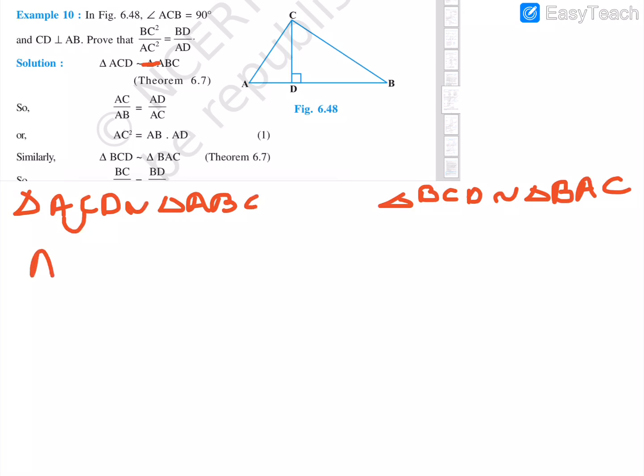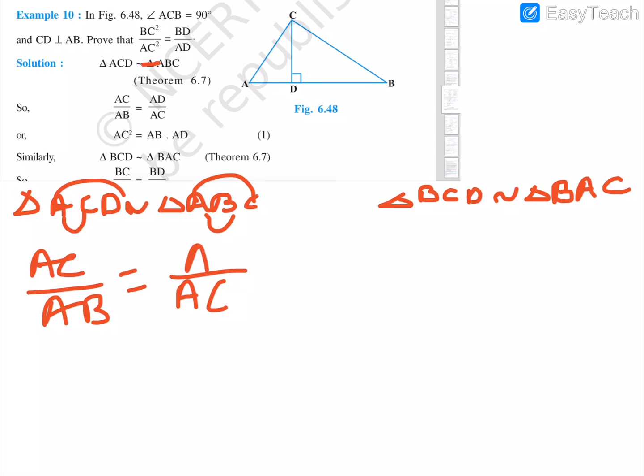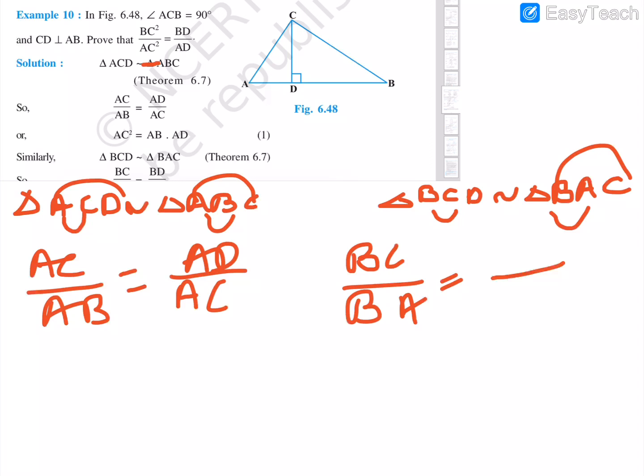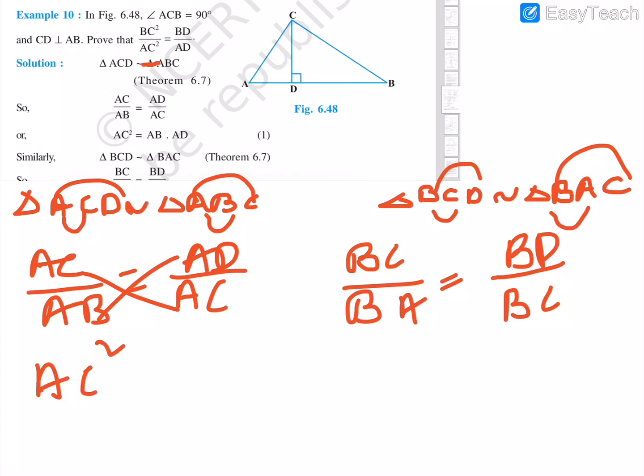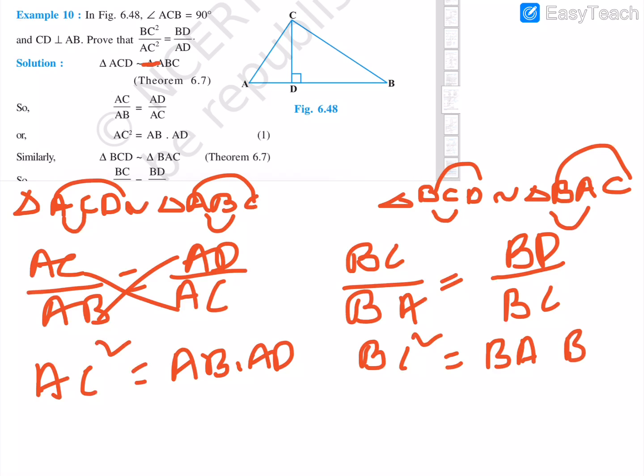In the place of AC here we have AB, the corresponding side is AB. Here again we need AC, so in the place of AC here we have AD. Similarly here we need BC, in the place of BC we have the corresponding side BA, and here we need BC, in that place we have BD. So let's multiply. AC square is equal to AB into AD. BC square is equal to BA into BD.